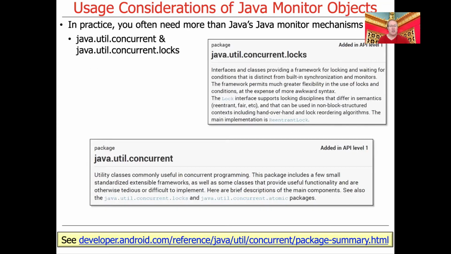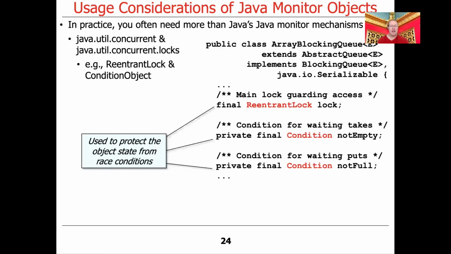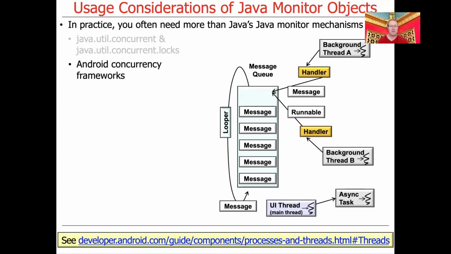In practice, you typically need more than Java's built-in monitor object mechanisms. You typically need to use Java util concurrent features or Java util concurrent locks features like reentrant lock and condition object. So take a look, as we've talked about before, at our previous discussions of reentrant lock and condition object for more about those mechanisms. As you can see here, for example, the array blocking queue implementation, which is a much more production-ready, industrial strength implementation of our simple blocking bounded queue, does the same thing. It just uses reentrant lock and a couple of conditions, so it's a lot more optimized.